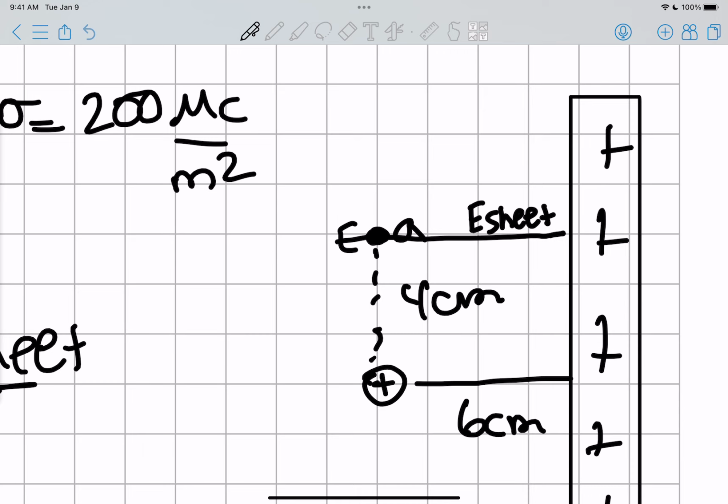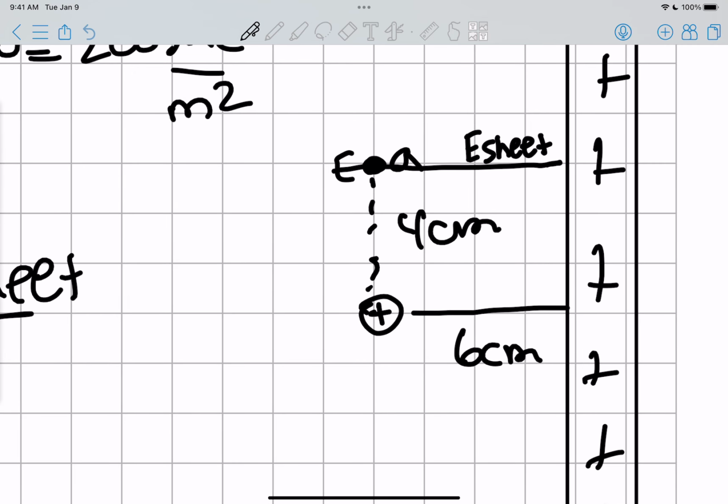So based on the idea that A has a positive test charge at it, what direction should the electric field of Q be pointing in? So here's Q. How would A react to Q?